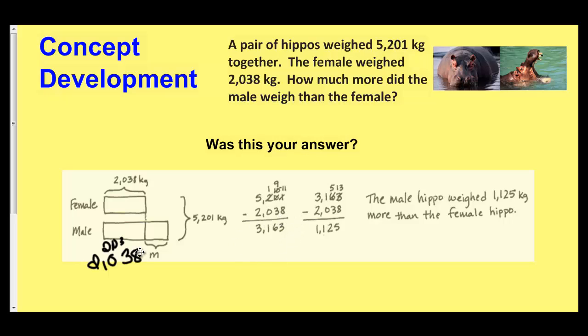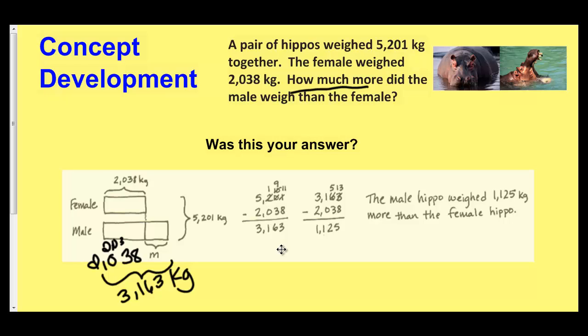So what that tells me is that the male altogether weighed 3,163 kilograms. The question doesn't say how much does the male weigh. It says how much more. So that's why this is a multi-step problem. So you can see I had to take the weight of the male and subtract the weight of the female to find out how much more. So the male weighed 1,000 kilograms more.